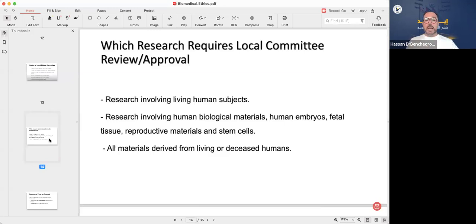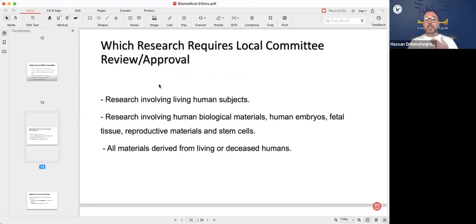If you want to do research on animals or the laboratory, you don't need local committee review or approval. But once you involve humans, you must. You also must involve the local committee approval if you have human biological material. مثلا if you have blood samples. فأي بحث في مواد بيولوجية بشرية, you also require local committee, even if these are not involving somebody at that moment.